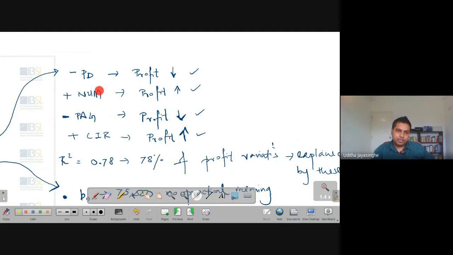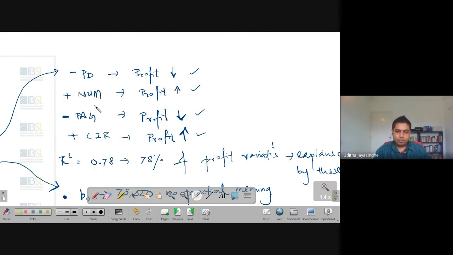Number of newspapers. If you have maybe Lankadeep, Digamina and Sigumina, only 3 numbers. So if you have more than that, Vidusara, Hapana, more newspaper brands coming in, then your profit is going to go up. So that's why the plus sign is used in front of NUM. I can agree. That means when NUM is increasing, profit is going to increase.